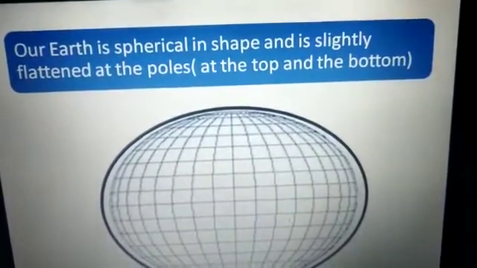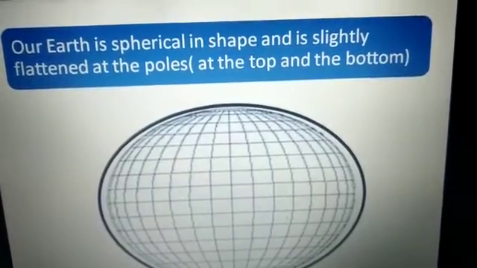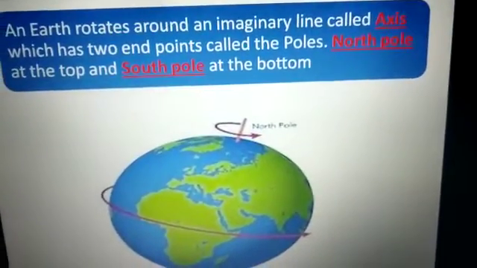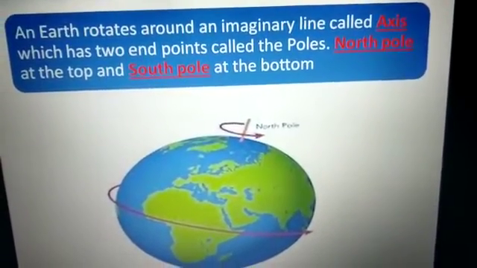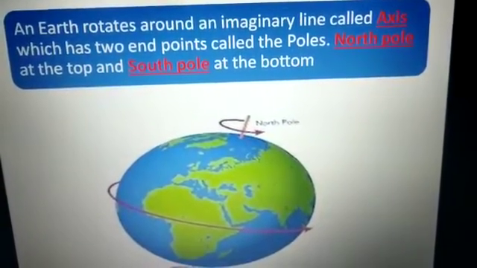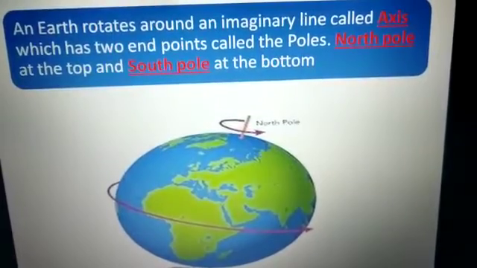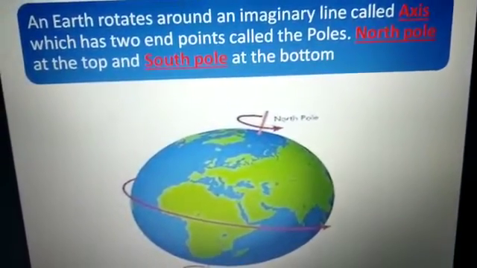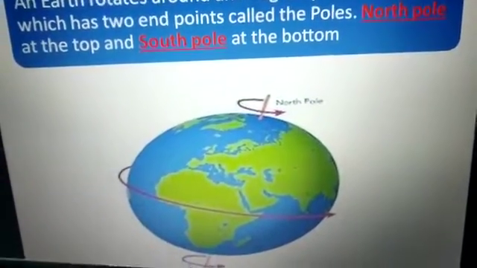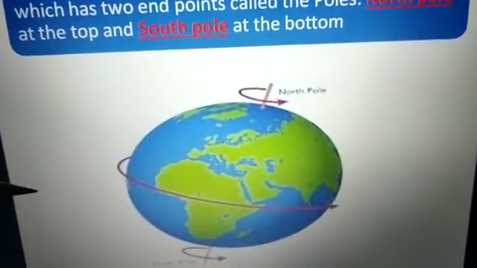Our Earth is spherical in shape and is slightly flattened at the poles, at the top and at the bottom. Earth rotates round an imaginary line called the axis, which has two endpoints called the poles, North Pole at the top and South Pole at the bottom. As we all know, there are four directions. At the top, this is north. At the bottom, this is south. This side east and this side west.